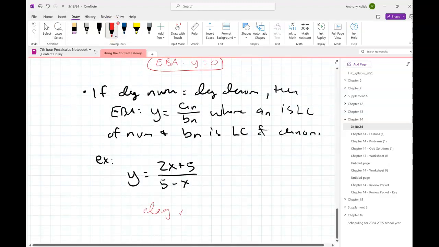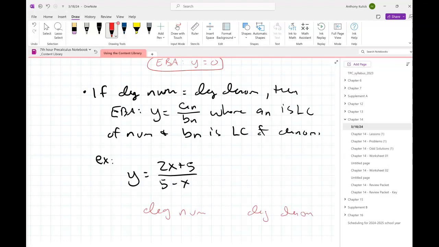Okay, so let's take a look here. 2x plus 5 over 5 minus x. What's the degree of the numerator? Who can tell me? Degree of the numerator. 2x plus 5. What is the degree of that polynomial? The biggest power of x is?